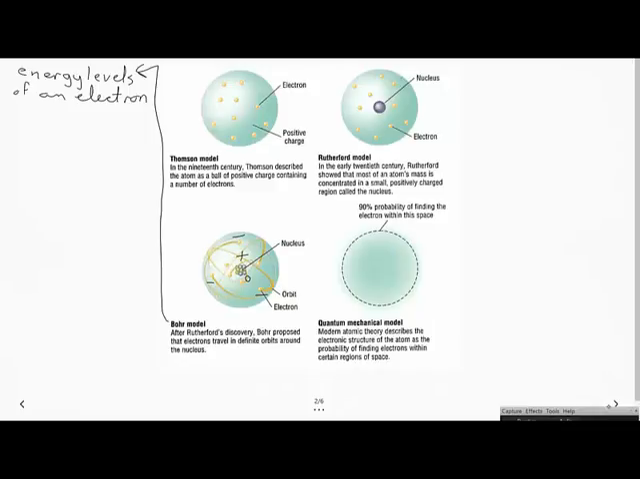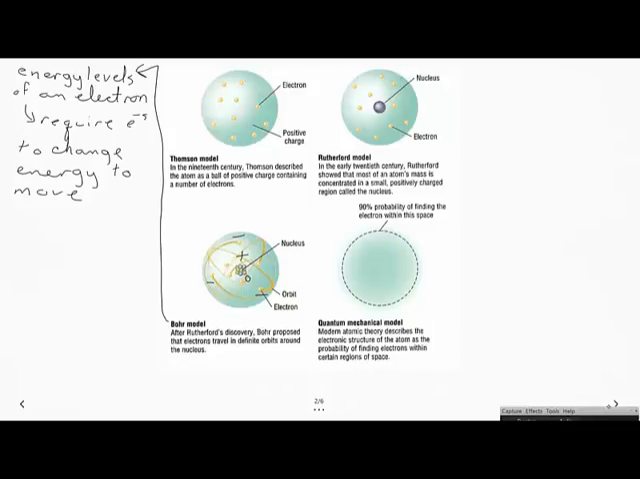So we have energy levels of an electron, which require electrons, that's my abbreviation for electrons, e-, to change energies to move. And this means move closer to or farther away from the nucleus.